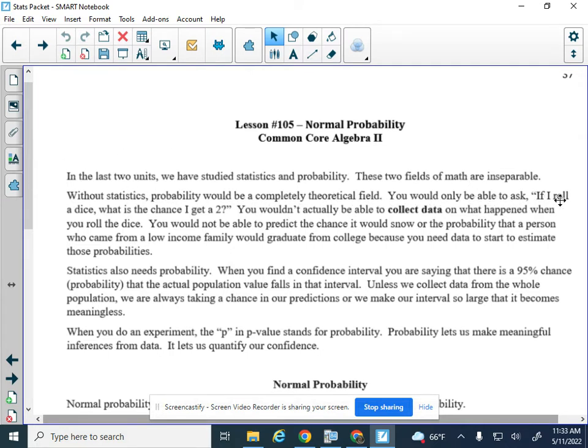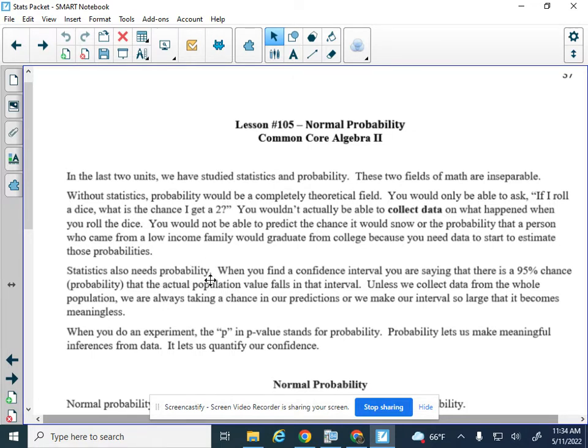You would only be able to ask, if I roll a dice, what is the chance I get a 2? You wouldn't actually be able to collect data on what happened when you rolled the dice. So statistics is involved in collecting and organizing the data. Probability tells us chances of things. You would not be able to predict the chance it would snow or the probability that a person who came from a low-income family would graduate from college because you need data to start to estimate these probabilities.